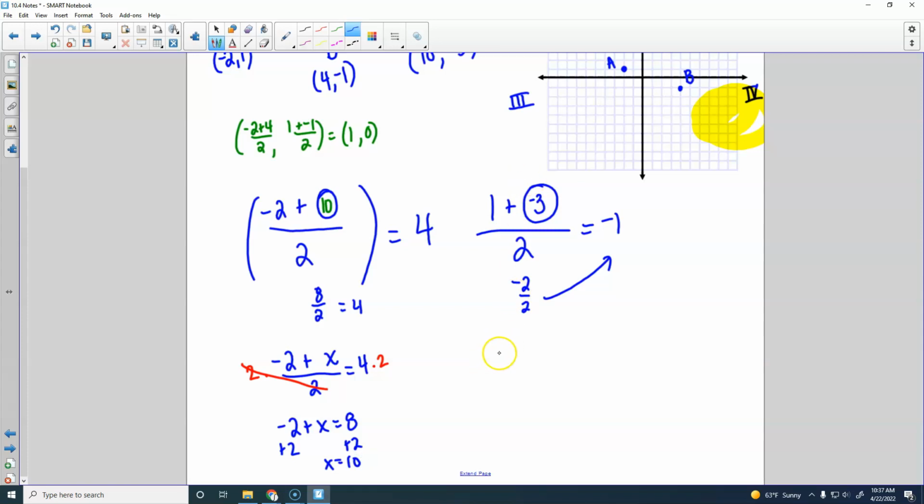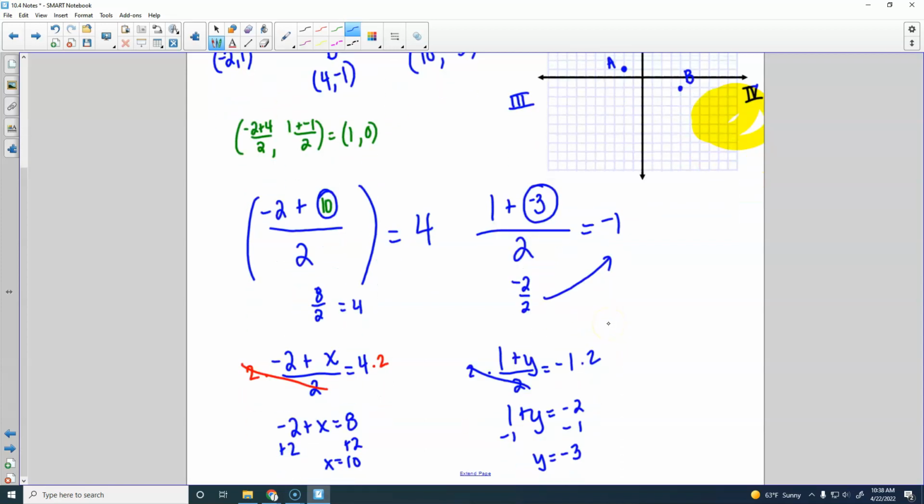You could do the same thing over here. 1 plus y over 2 equals negative 1. And so you could multiply both sides by 2. 1 plus y equals negative 2. Subtract the 1. Y equals negative 3. So that's one option here.